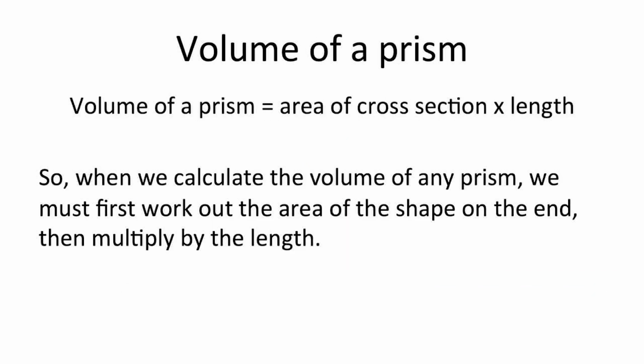When it comes to working out the volume of a prism, because a prism can take different forms, it's simply known as the area of the cross-section on the end of the prism multiplied by the length. So when we calculate the volume of any prism, we must first work out the area of the shape on the end and then multiply it by the length. So the two examples we're going to look at now are calculating the volumes of prisms.